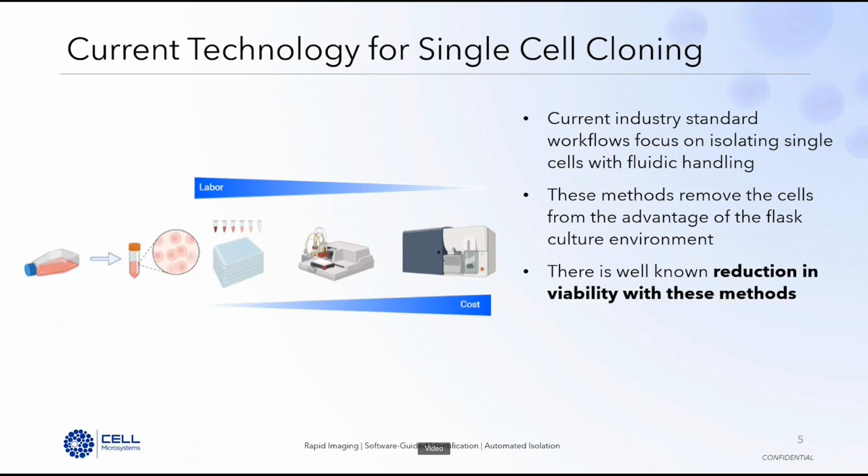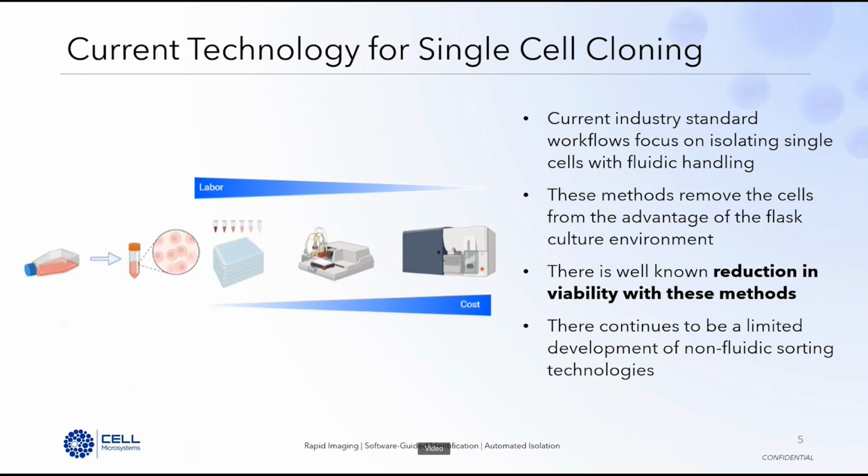Unfortunately, there are well-known reductions in viabilities associated with this method. No matter how gentle you are, the cells ultimately end up in a well by themselves, and that limits their ability to propagate and form a happy, healthy colony. And unfortunately, there continues to be limited development of these non-fluidic sorting technologies, as the gold standard tends to be putting a single cell in a well in order to ensure monoclonality.